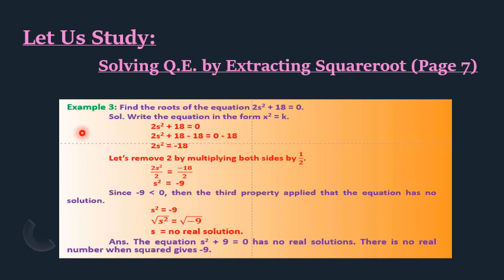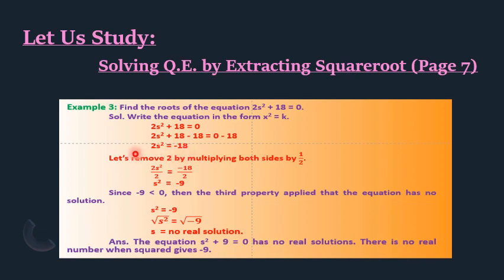Now, let's move on to example number 3. Find the roots of the equation 2s squared plus 18 is equals to 0. Solution: write the equation in the form x squared is equals to k. Take note. We need to do the same as what we did in examples 1 and 2. So, we move the 18 over. 0 minus 18 is negative 18. Take note, our k here is negative 18.